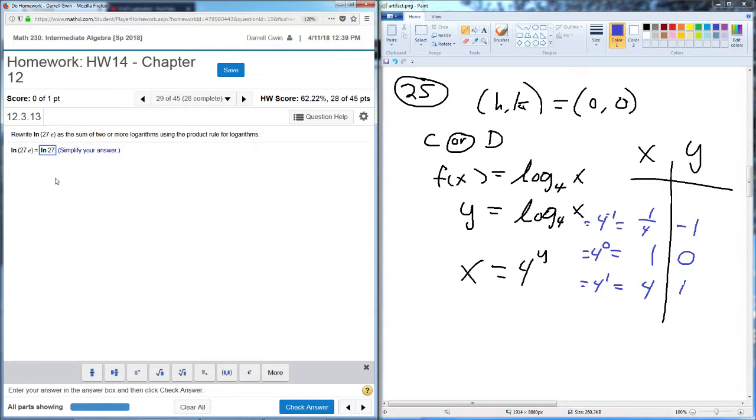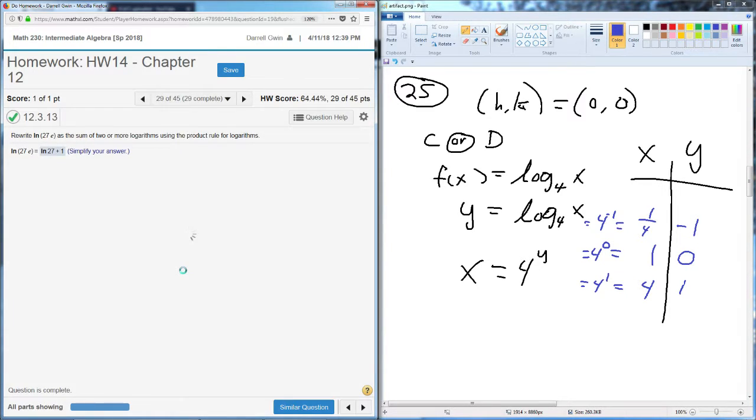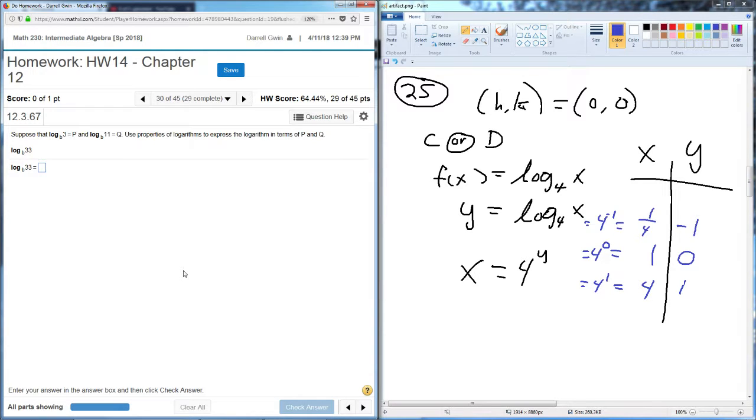ln 27 plus ln of e. Well, ln of e is actually 1, so you have to simplify this for sure. And that's one of the things that they do in the book too, so you should expect that. ln of e, they're inverses of each other, so they cancel each other out. Log base e of e to the power of 1.